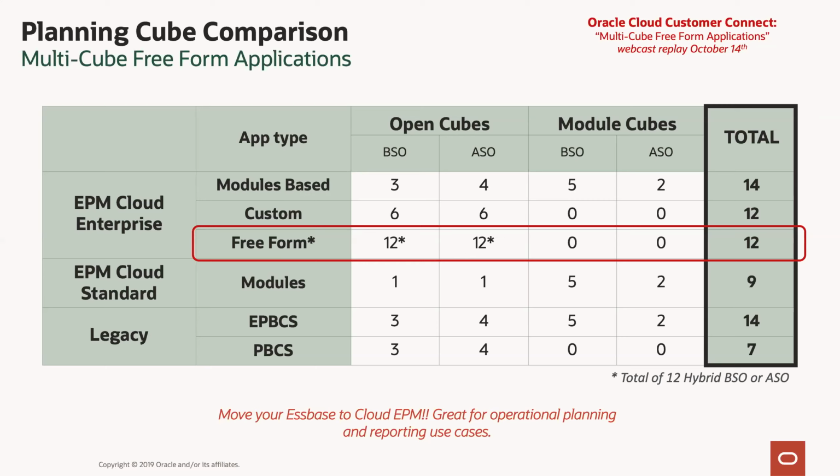So really FreeForm has been a great tool for the last couple of years, but with this new enhancement, you can see that we support 12 cubes now in an application. And that could be 12 hybrid BSO or ASO, totaling a number of 12 there, or any mixture of the two. And just Mark, to point out too, if you've seen this grid before, there have been a couple other changes, and that's around the ASO cubes within the module-based ones. The projects module has created their own reporting cube solution as well. So you'll see two underneath ASO now for the module cubes for standard, enterprise, and legacy.